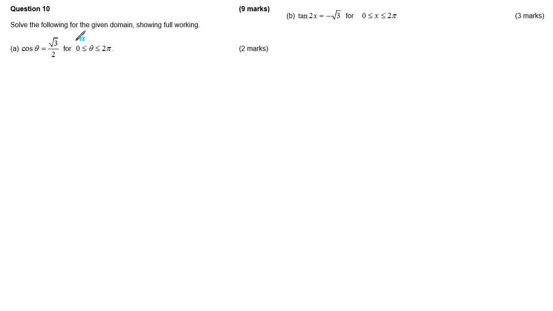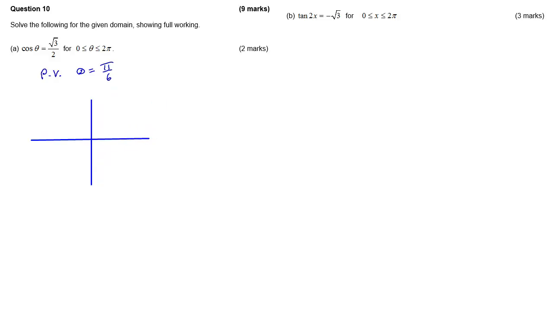We want to solve the following for the given domain, showing full working. So, showing full working means we can't just do it on the calculator. Cos theta is root 3 over 2, and we want to solve that from 0 to 2 pi. Now, this is one of our standard angles. I know the cos of 30 degrees, or pi by 6 radians, is root 3 over 2. So, theta is pi by 6.